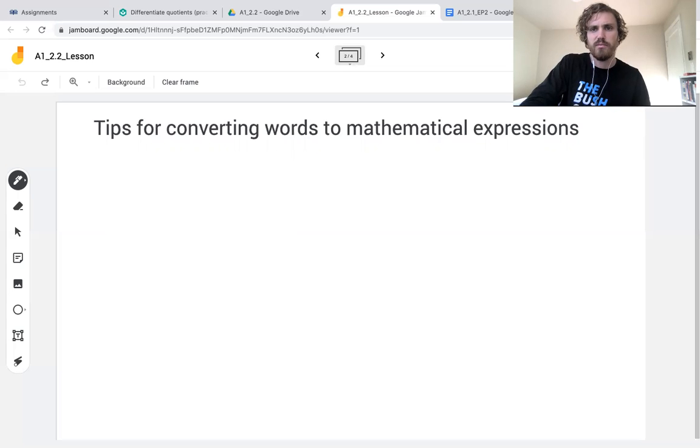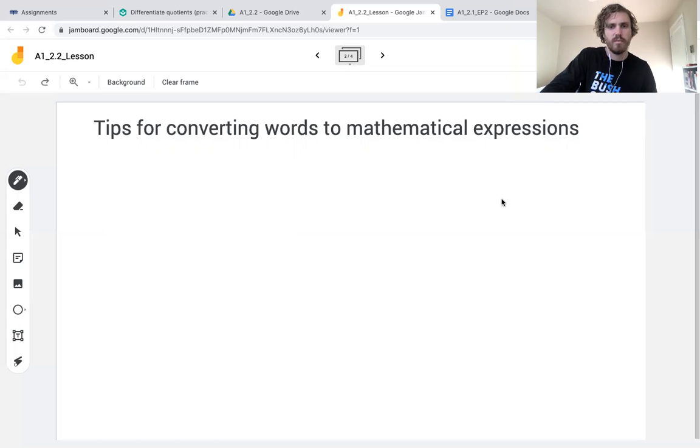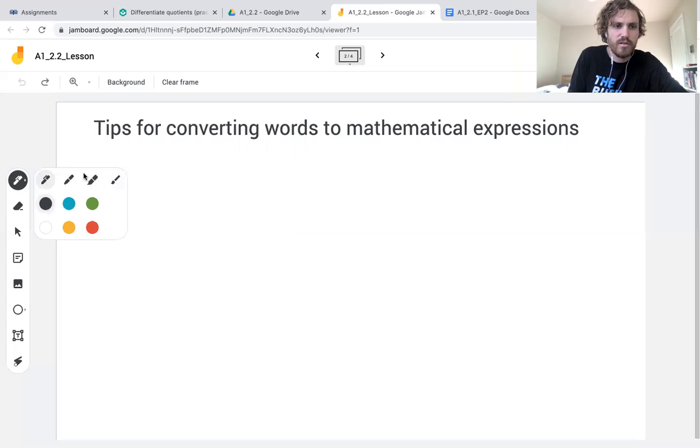Okay, so let's move to the first one, which is some tips for converting words to mathematical expressions. I'm trying to get this out of the way, but it seems like it's not staying out of the way. So maybe I'll just make it a little bit smaller. There we go. Okay, so here's a few things I'd like to say.